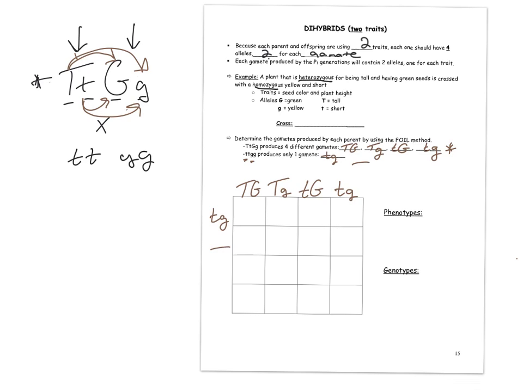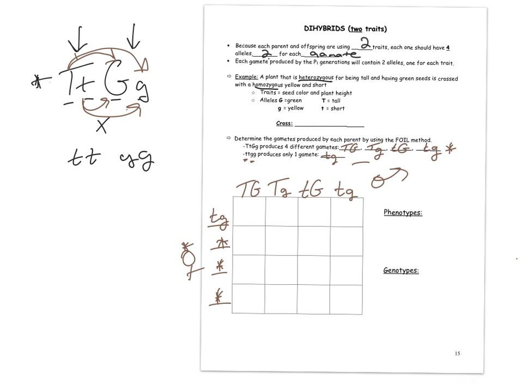And really, there's only one possible gamete the other parent can produce, so you don't have to do it all here. This is all irrelevant, because we just want ratios and percentages, and all these will be the same. All this parent has to give is a little t, a little g.